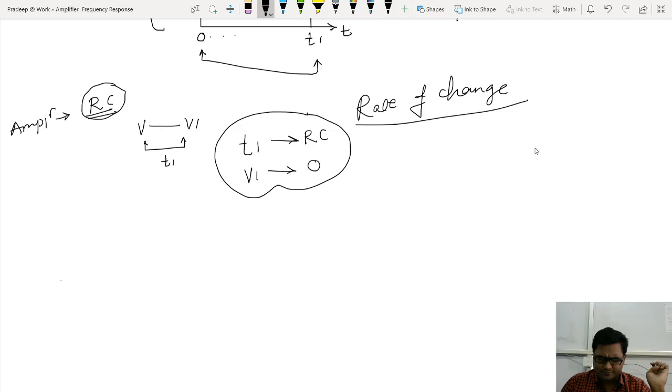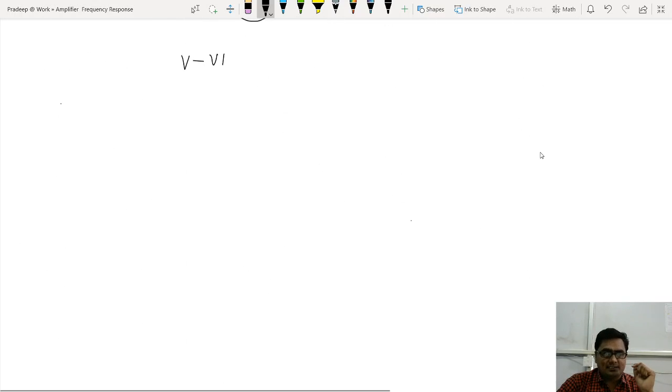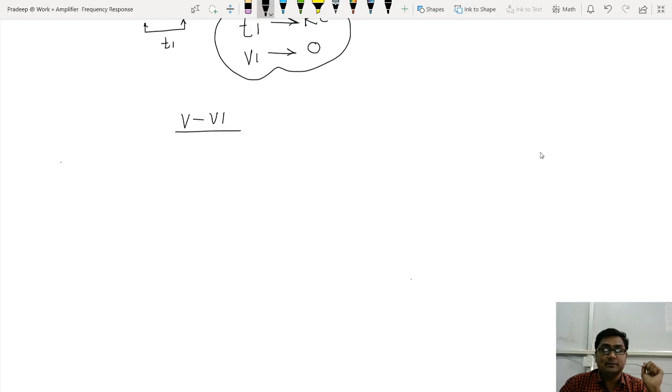Now this V minus V1 is the reduction. Yes, V minus V1 is the decrement in the output voltage. That much is the reduction, V minus V1. That reduction occurs within a time of T1, where T1 is the pulse width. Now the output voltage decreases linearly for the period of T1.